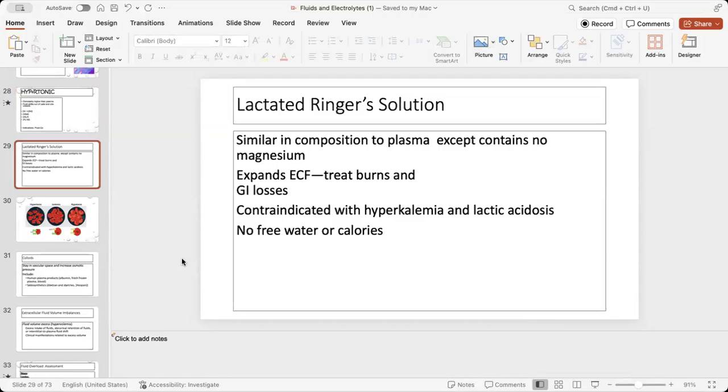So, okay, right? It's similar to the composition of plasma. So it has the water, it has the sodium, it has the chloride, it has the potassium, calcium, and lactate. Okay, which condition is this okay for? Because lactate is converted to bicarb, it's okay for metabolic acidosis. It's not okay for lactic acidosis, right? Does that make sense? Why would I want to give more lactate if I have lactic acidosis?